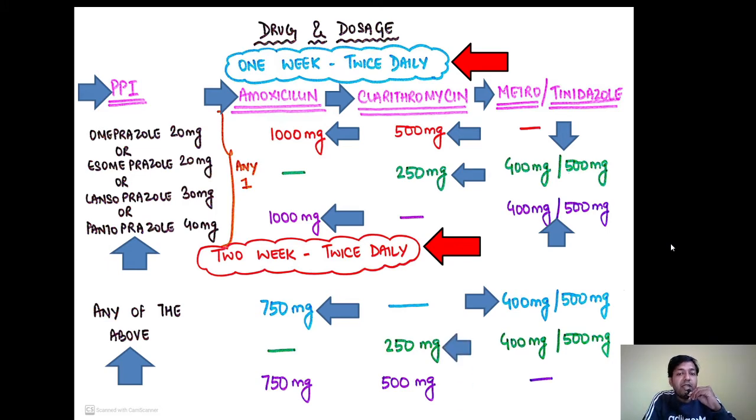Similarly, the next regimen is, you can omit amoxicillin, you use clarithromycin 250, along with that you add metronidazole or tinidazole 400 or 500. So any one proton pump inhibitor, 250 milligram clarithromycin, and 400 or 500 milligram of metronidazole, used twice daily for 2 weeks. And the third regimen, again in the 2 week regimen, is 750 amoxicillin and 500 clarithromycin without any metronidazole or tinidazole. So this is all about the dosage that we are using, and it is classically a triple drug regimen.